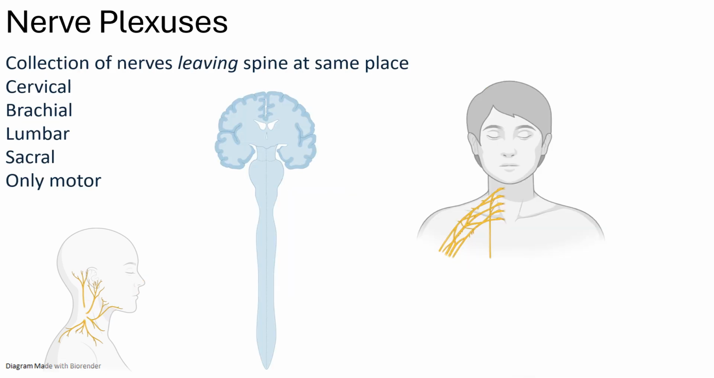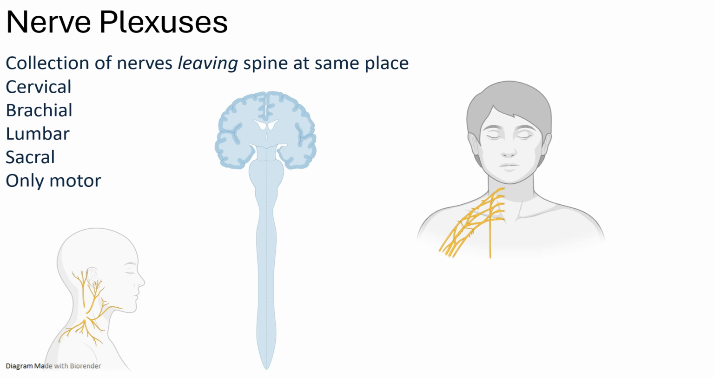All of the ventral Rami coming off of a spinal nerve, they all split into these networks called plexuses. These are all motor plexuses. You do not have sensory plexuses. That's not how it works. There are no dorsal plexuses. There are only motor and only ventral. Take note of that. Only outgoing motor information is carried into these plexuses.